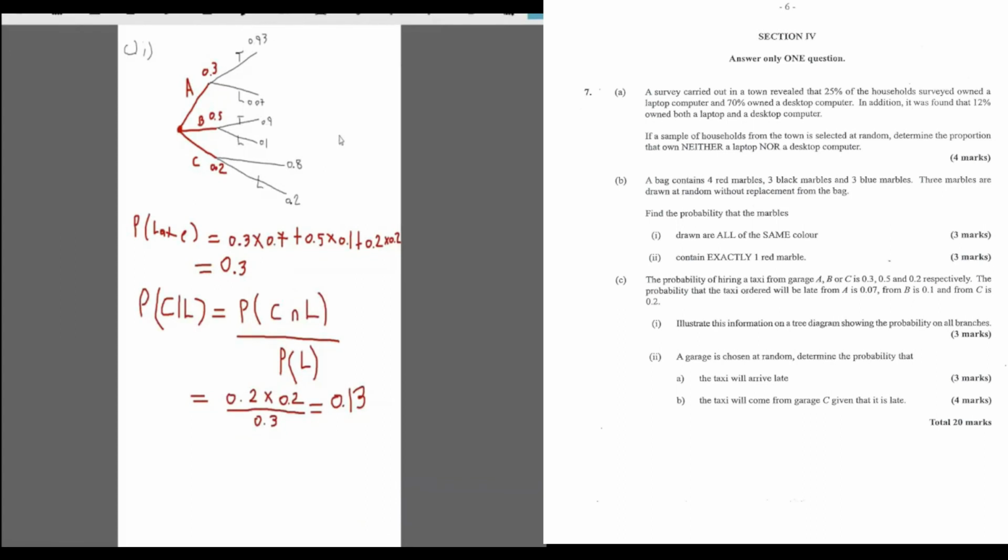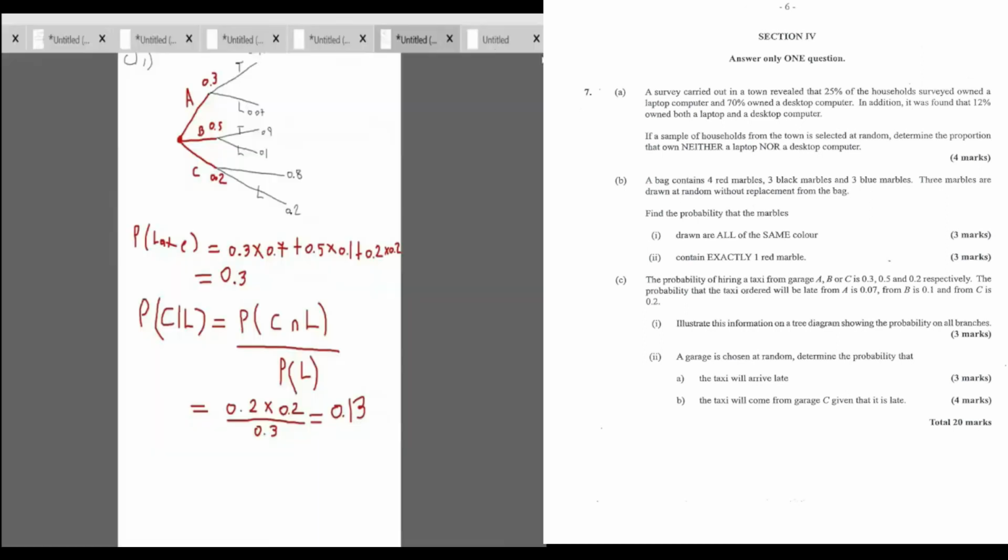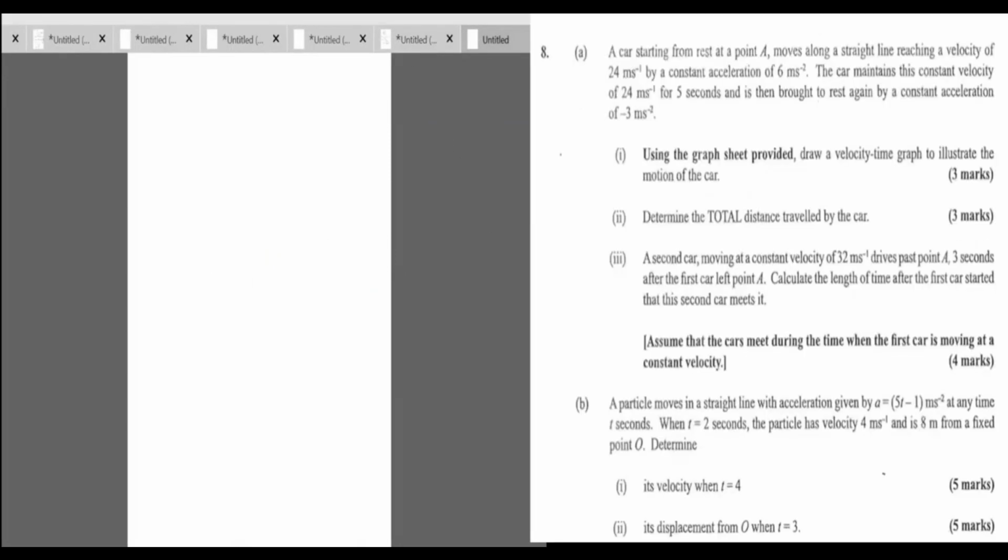This takes care of question 7, the statistics question. Very easy. And so now, of course, it's time to go to kinematics. As we go to kinematics, which means motion in a straight line, let's look at what question 8 is saying.